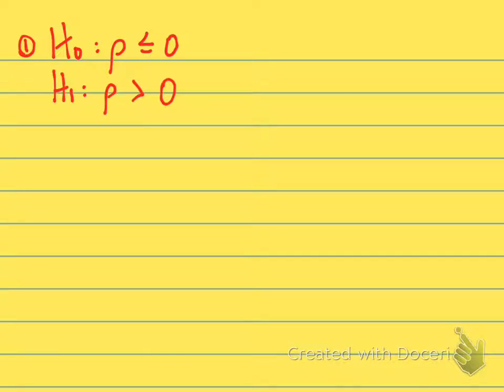Okay, so our first step then is going to be to state our null and our alternate hypothesis. So our null hypothesis, remember we use this symbol we call rho, is that it's less than or equal to 0. And so then the alternate is that it is actually greater than 0.